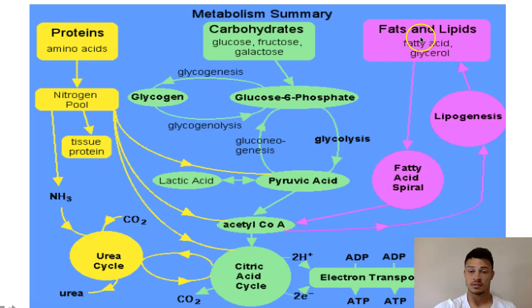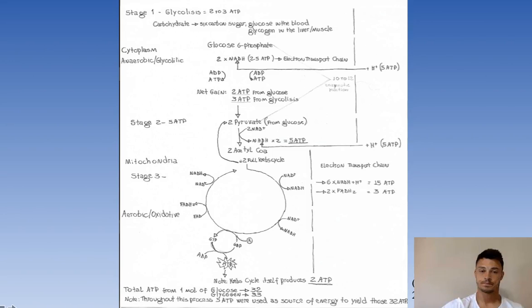So this substrate will be converted to ATP, and through each of these systems we're going to have a specific number of ATP. One molecule of glucose in the blood, or one molecule of glycogen in liver or muscle, will give us throughout this pathway 32 to 33 ATPs.